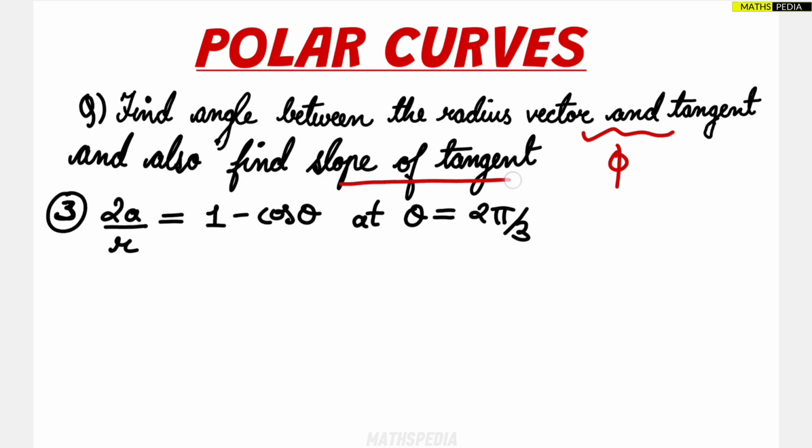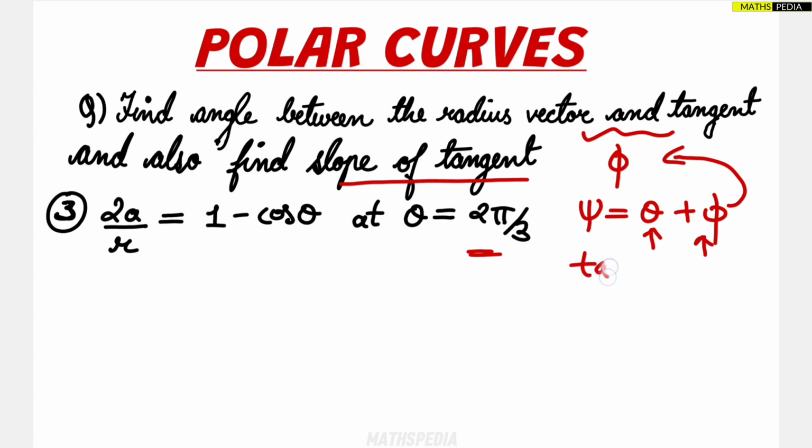And what about the slope of the tangent? Basically you have to introduce one more variable psi, which is given as theta plus phi. Now where is theta? Theta is given in the question. Where is phi? We have to find phi first, then add it with theta, and you will get the psi value. After getting psi, you have to find tan psi. That will be your final answer, which is nothing but the slope of the tangent. Very simple. So let us proceed with the first step.